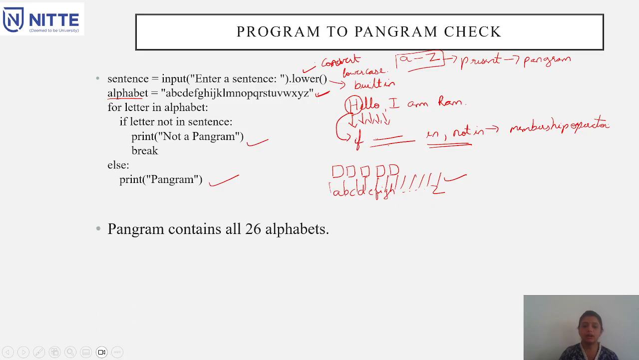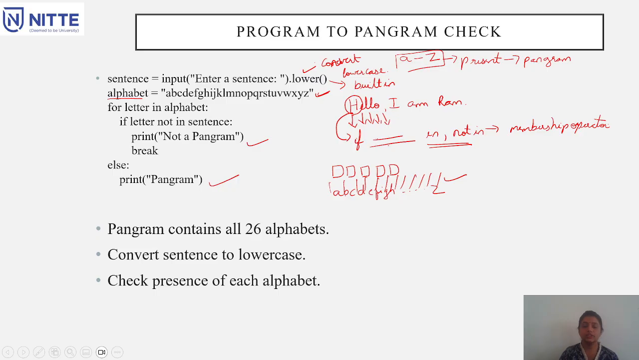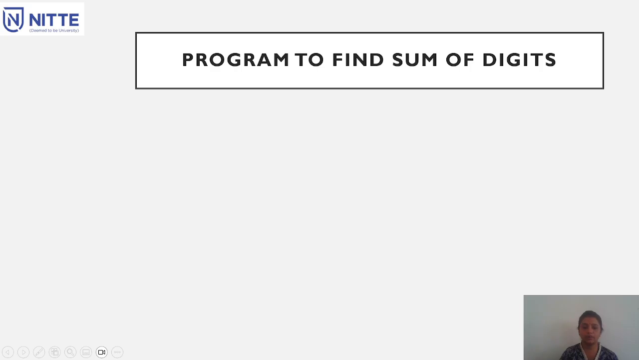So the program checks for all 26 alphabets. Firstly, the sentence gets converted to lowercase. Then check if each of the alphabets is present.